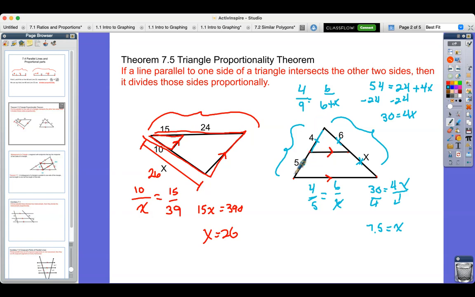Now, either one of these ways of doing it works; there's no one right way. Some take a little bit less math. Here we went straight to 30 equals 4x. Here we had to subtract to get to 30 equals 4x. So it just saves you some time. Now, where it starts changing a little bit is things like this.